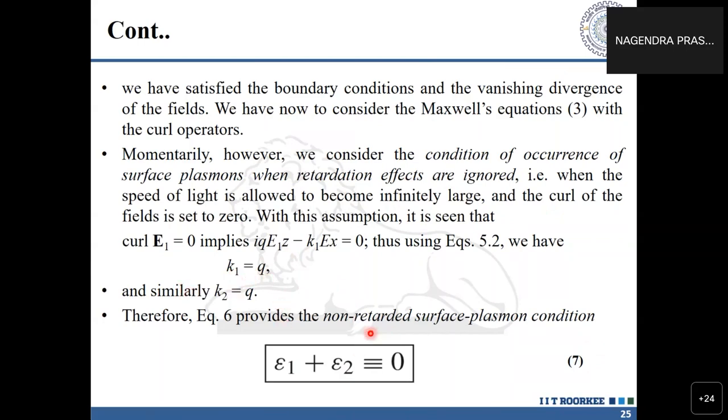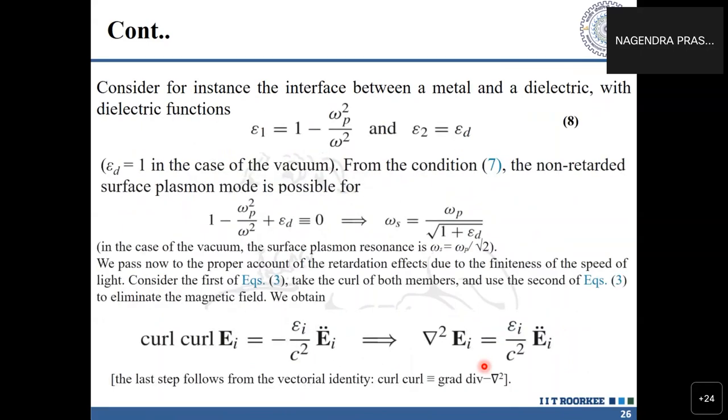So therefore, for the non-retarded surface plasmon condition, epsilon 1 plus epsilon 2 is identically equal to 0. Consider, for instance, the interface between a metal and a dielectric, with dielectric function epsilon 1 equal to 1 minus omega p square divided by omega square, while epsilon 2 is epsilon d. Epsilon d is equal to 1 in the case of vacuum.